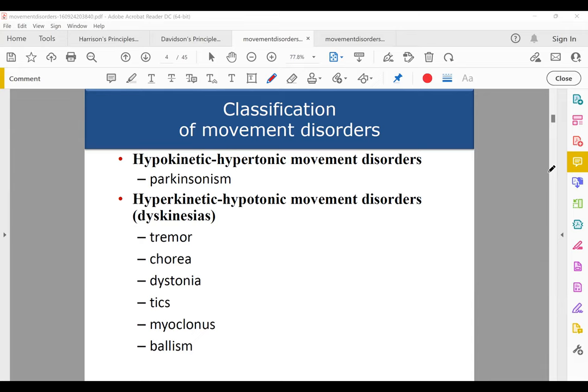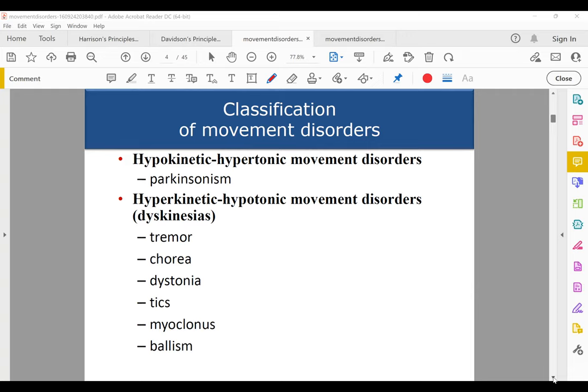In case of hyperkinesia, the stimulatory muscles are overexcited, they overdo, overshoot, and the controlling muscles are not able to hold the tone and they become hypotonic. So the end result is a dyskinetic movement or hyperkinetic, hypotonic dyskinesia. Can be tremor, chorea, dystonia, tics, myoclonus, hemibalismus or balismus. And of course the fasciculations are listed, but they are not part of abnormal movements.